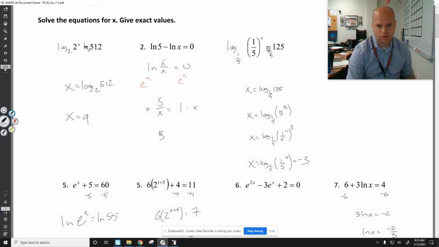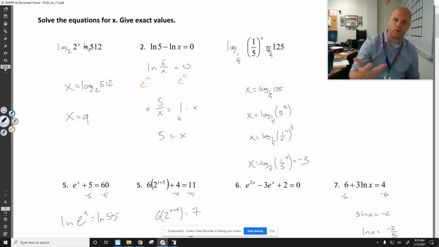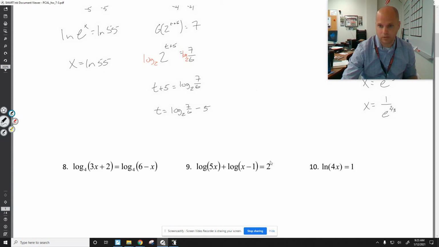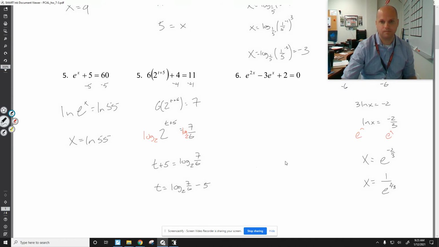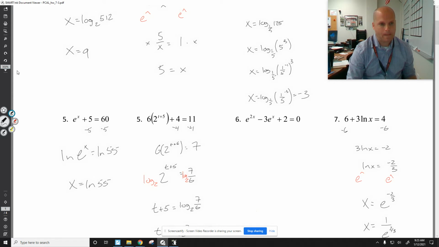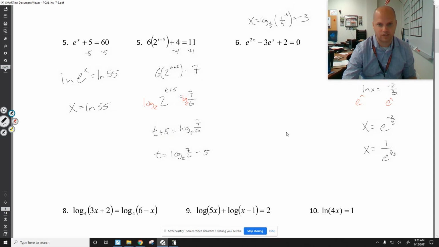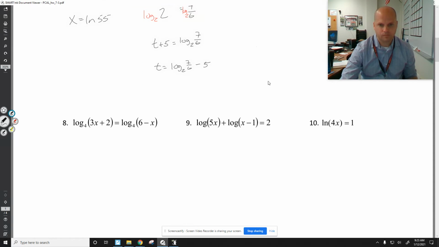This is another way to do this problem. This is kind of like a simplify first method. And there are some situations where we'll need to simplify first, like number 6, number 9. We'll have to simplify first using log properties, and you've got to figure out which ones to do what. I'm going to come back to number 6 when we see other ones like it. So I see one like 14, 15, 16. So when we get to 14, 15, 16, we'll do number 6.